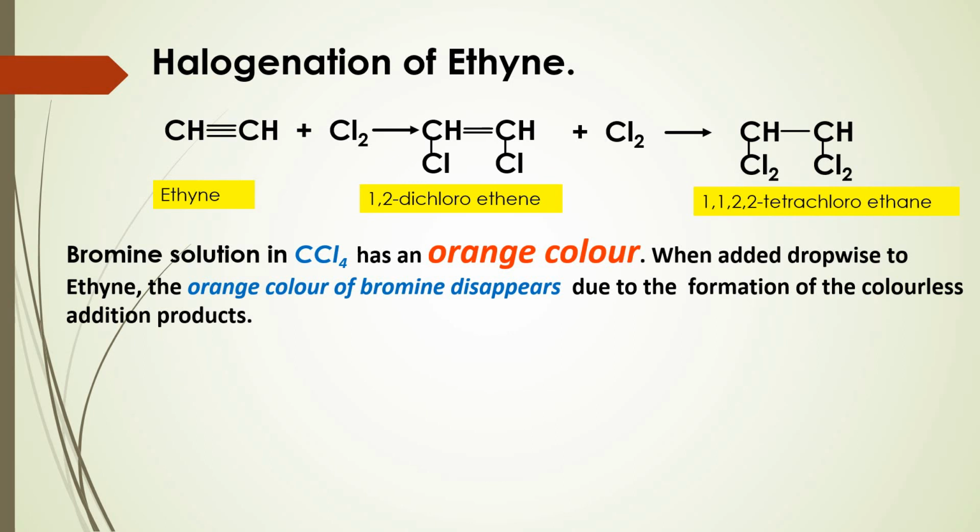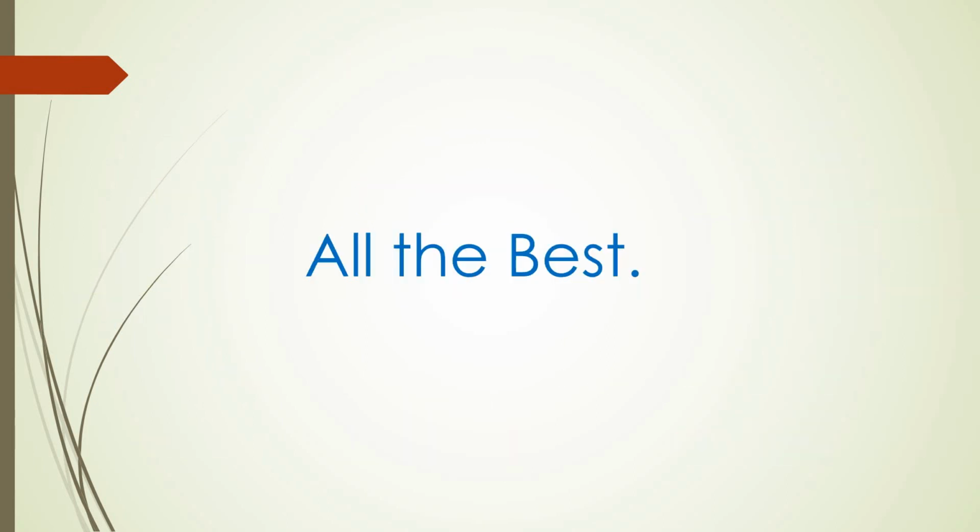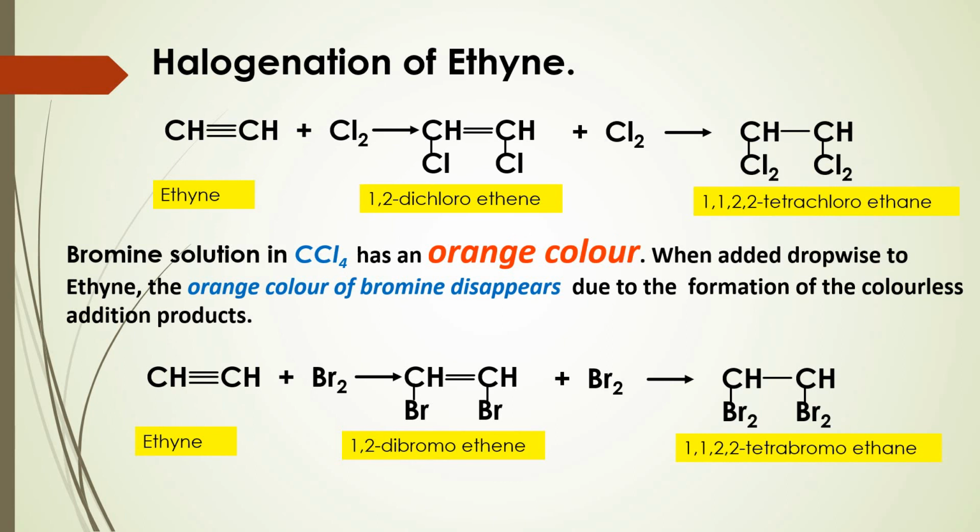Bromine solution in carbon tetrachloride here also has orange color, and when it is added to ethyne, the orange color of bromine disappears. The reason behind this is again the formation of a colorless addition product. So this is all about ethene and ethyne and their two main reactions: addition of hydrogen, hydrogenation, and addition of halogens, halogenation, which you have to study according to the new reduced syllabus.